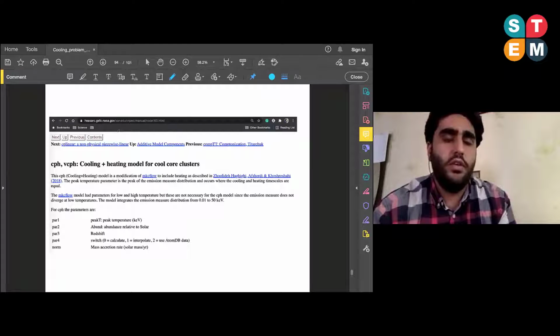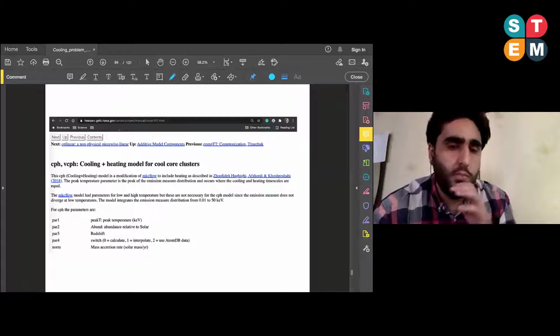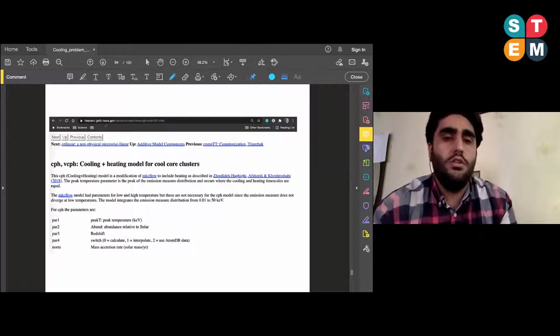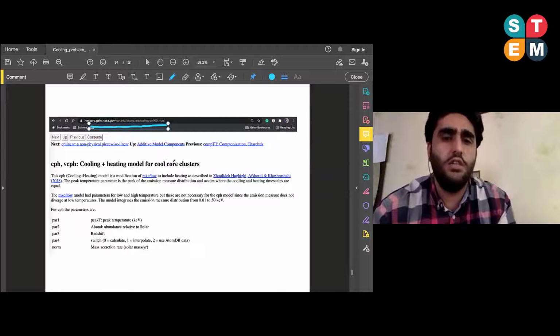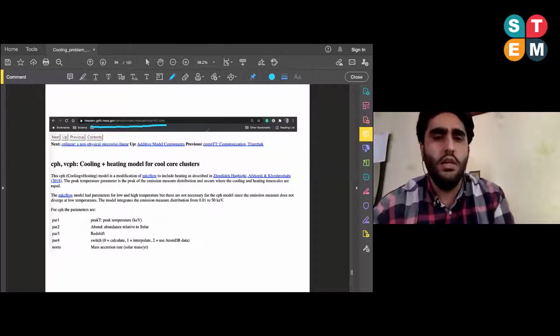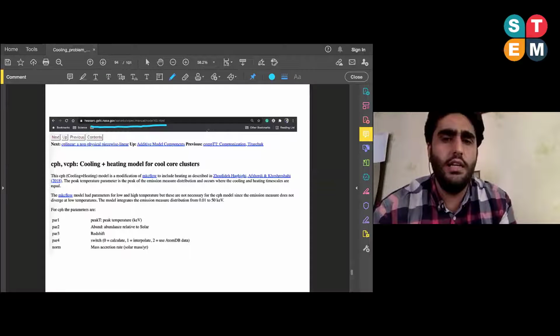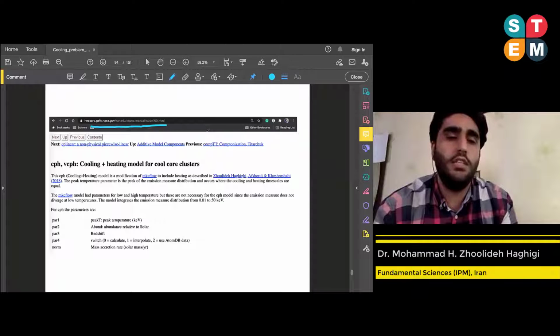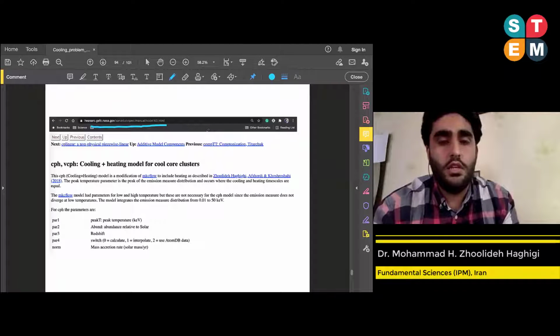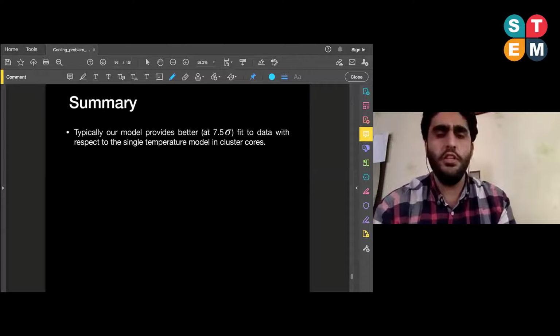We have written the codes of our model, which is publicly available on the NASA website. You can search it, find it. You can find it at this address. And here you can see the parameters of our model, explanation of the model, and you can use the CPH model in the XSPEC manual and fit your future X-ray observations with our model, which has shown to be really successful in fitting X-ray spectra.